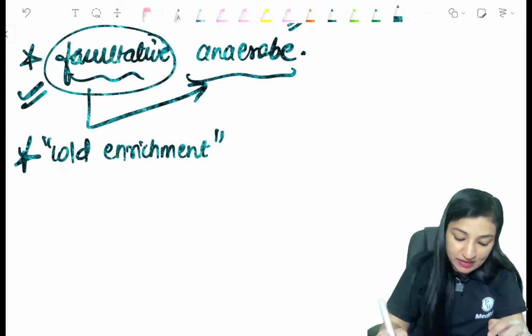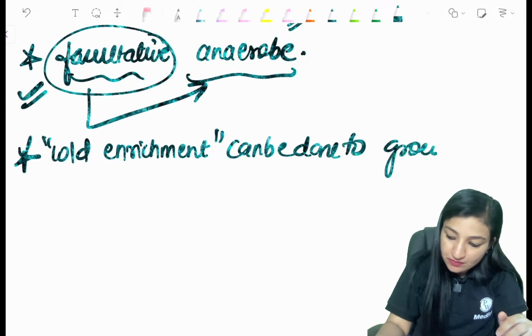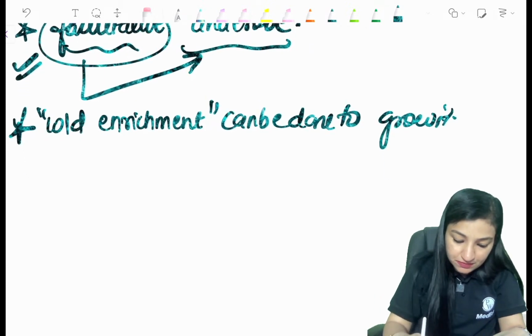So cold enrichment can be done to grow it in the lab.